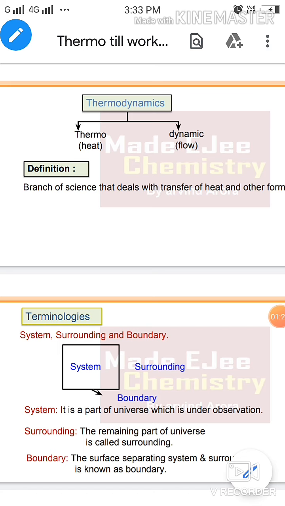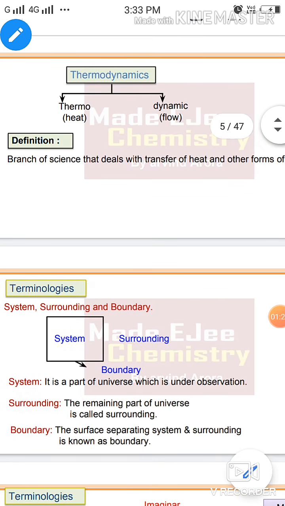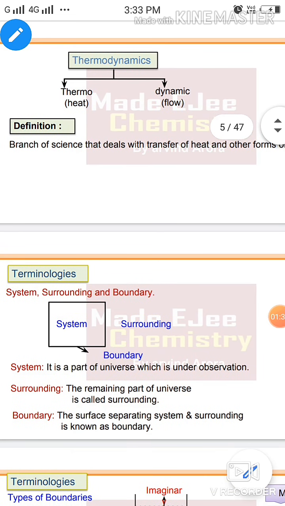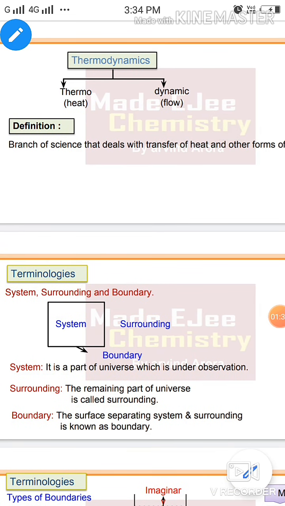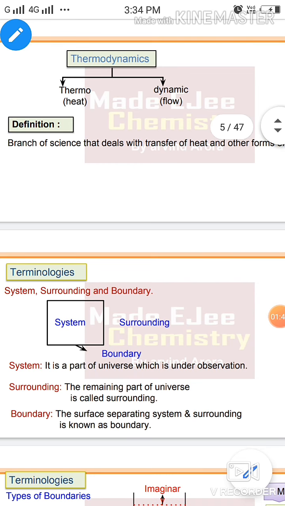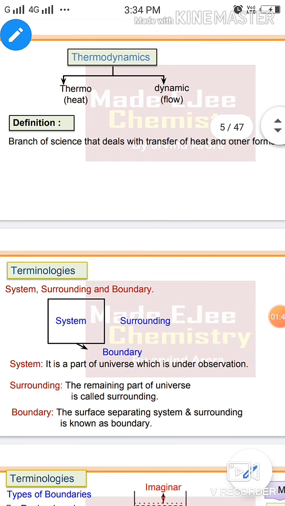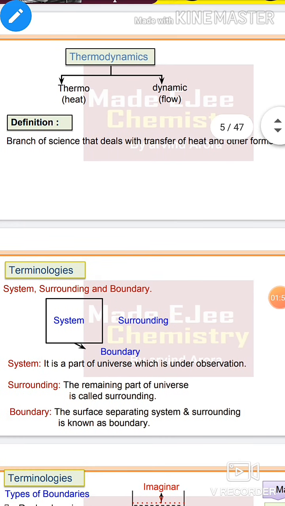So in thermodynamics we are studying the transfer of heat from one to another. But here again, the amount of heat transfer in physical and chemical processes is concerned. So thermodynamics can also be defined as the quantitative relationship between the different forms of energy.